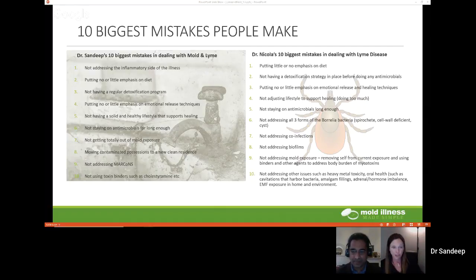Mold exposure, which obviously is Sandeep's specialty, means evaluating that, getting out of current exposure, which can be really, really hard but necessary, and then using binders and other agents to address those mycotoxins, and then all the other stuff. It's a lot, and it can be really overwhelming, and it's a process that happens over time. But heavy metals, adrenals, oral health, like amalgam fillings, cavitations that can harbor bacteria. There are so many different things that can come into play.